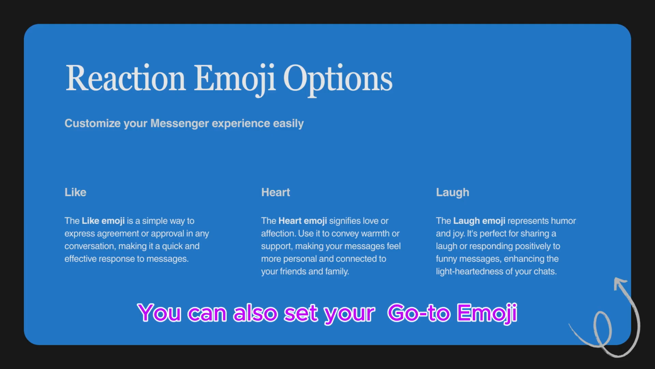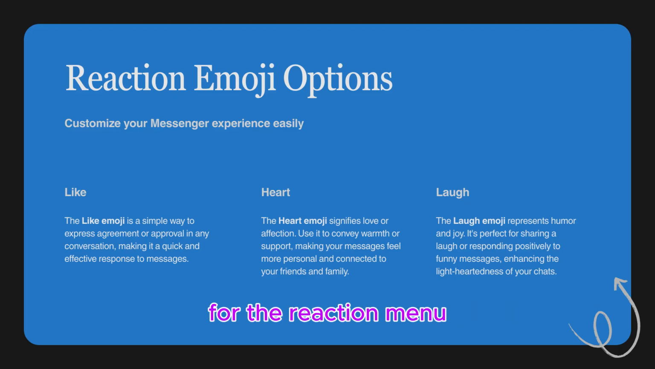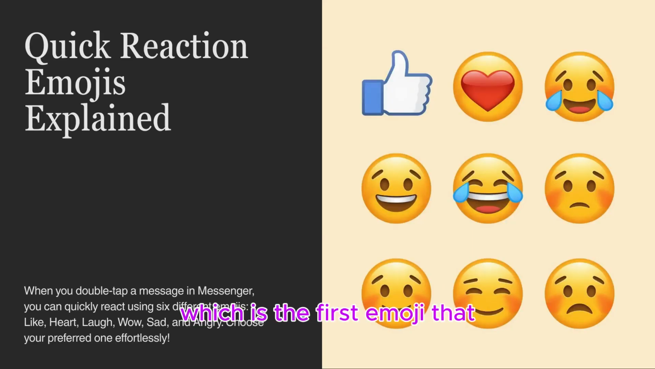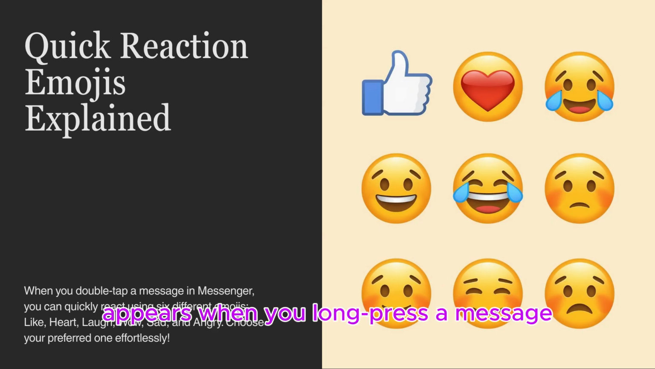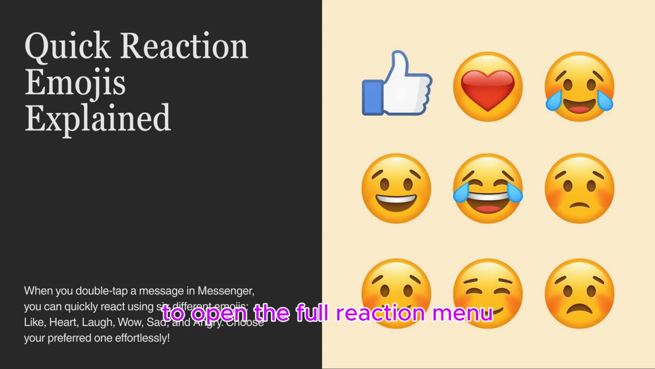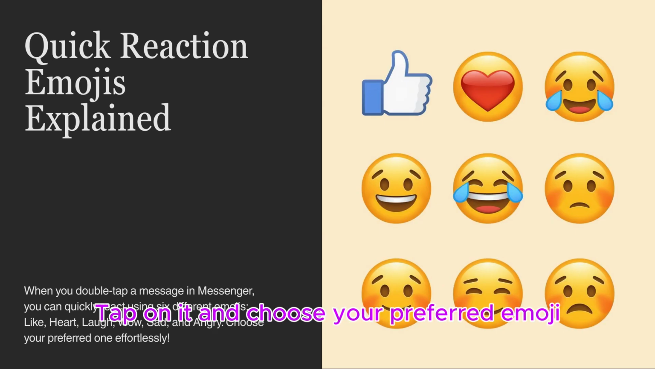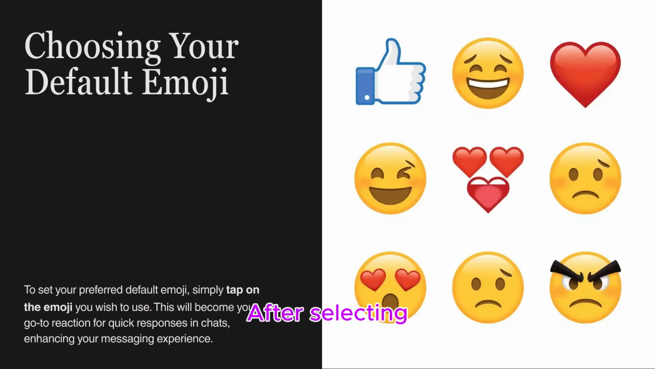You can also set your go-to emoji for the reaction menu. Below the default setting, you may see go-to emoji, which is the first emoji that appears when you long press a message to open the full reaction menu. Tap on it and choose your preferred emoji. After selecting, the changes are saved automatically.